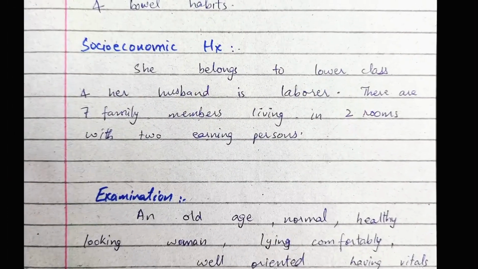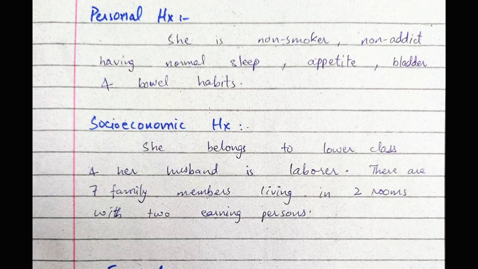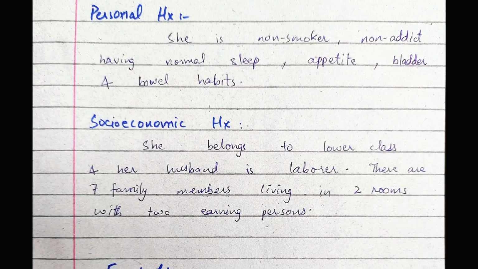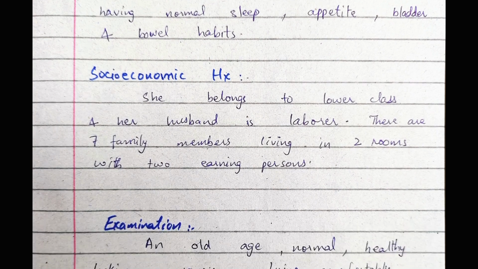And next, personal history. She is non-smoker, non-addict, having normal sleep, appetite, bladder and bowel habits. Socioeconomic history. She belongs to lower class and her husband is a laborer. There are 7 family members living in 2 rooms with 2 earning persons.